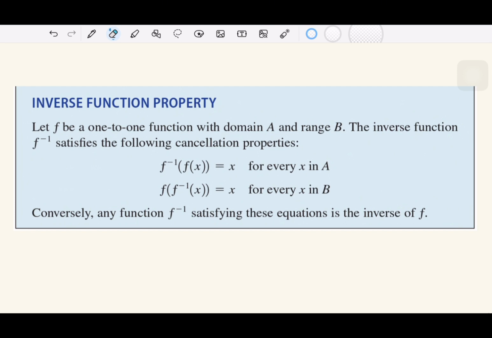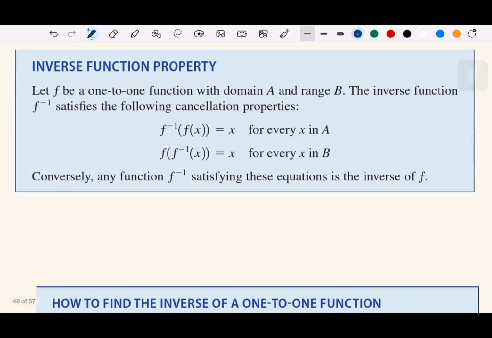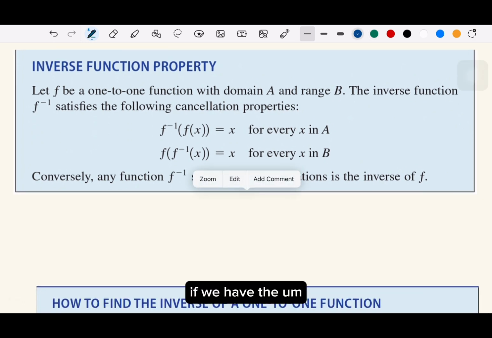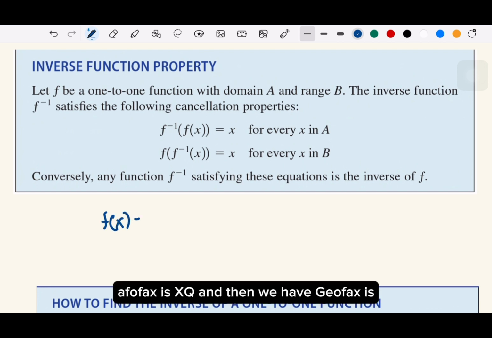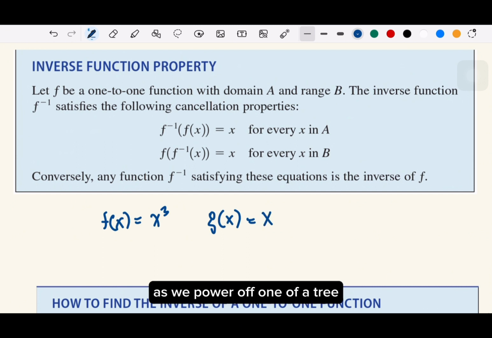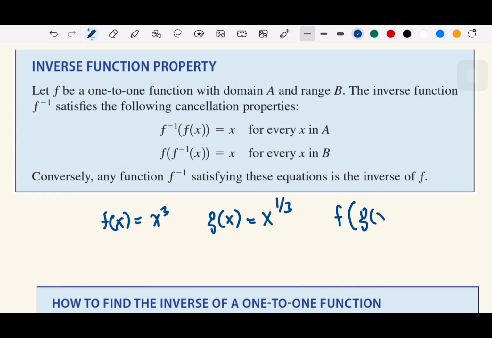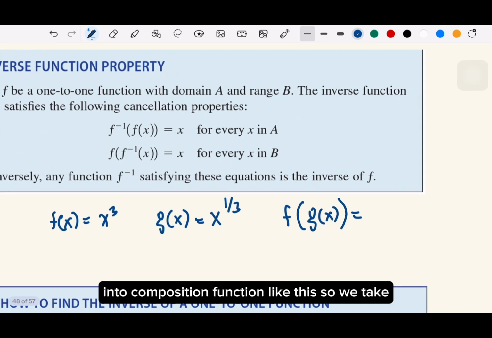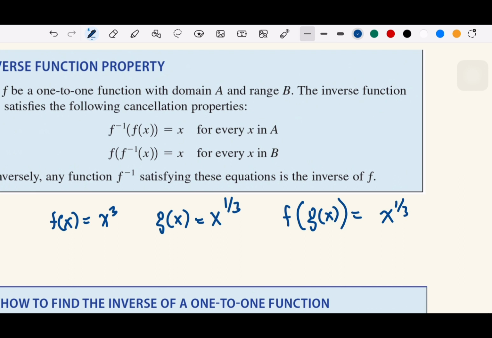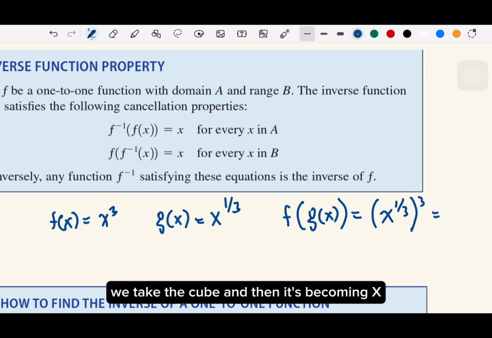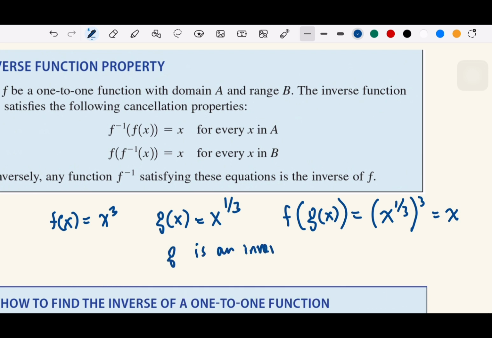For example, if we have f of x is x cubed, and then we have g of x is x to the power of 1 over 3. We can check this by taking the composition function like this. So we take the cube and then it becomes x. So it's an inverse. So g is an inverse of f.